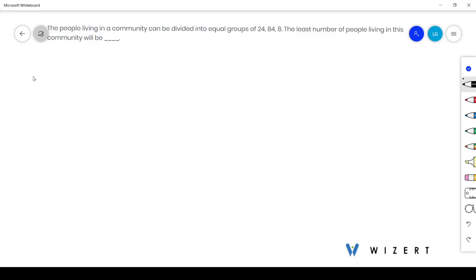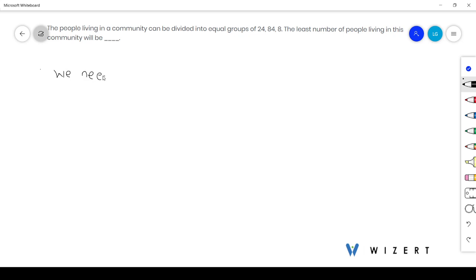Our question is, the people living in a community can be divided into equal groups of 24, 84, 8. The least number of people living in this community will be. Here, to find the least number of people living in this community, we need to find the LCM of 24, 84 and 8. So, we can find this LCM by prime factorization.